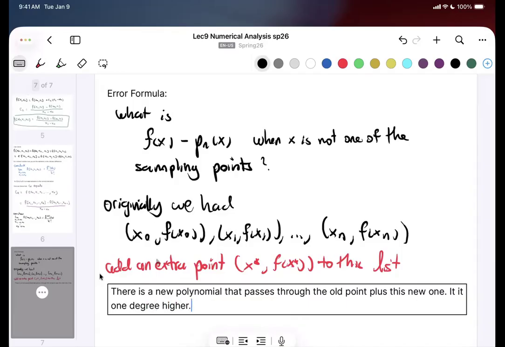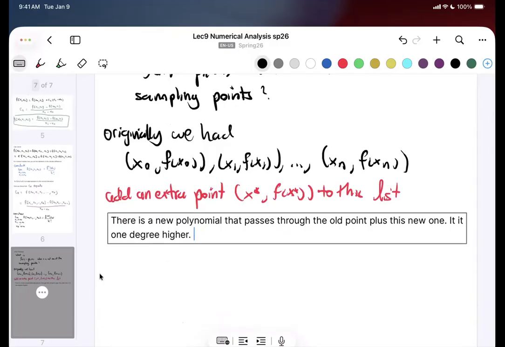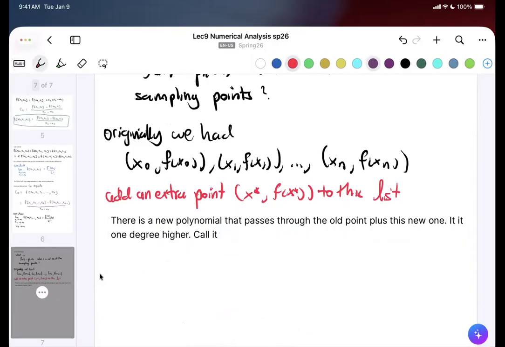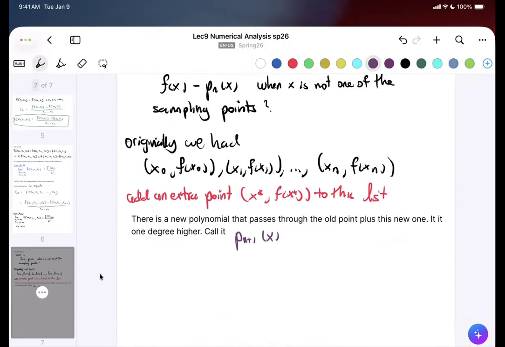So I'll just call this polynomial Pn plus 1, because it has one degree higher than before. Okay, but because of the recursive nature, that's the beauty of the Newton form. Because of the recursive nature of writing these polynomials in this way, this polynomial of one degree higher is the previous polynomial plus the new factor. So that's the beauty of the method.